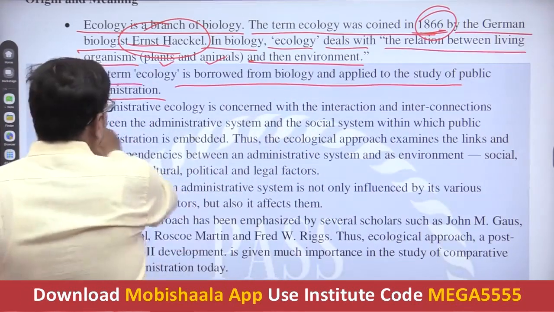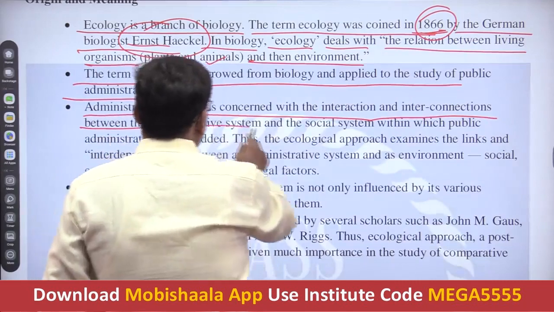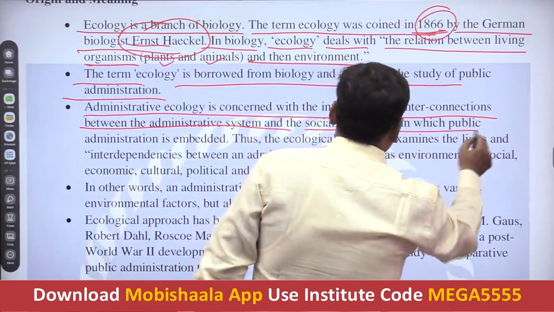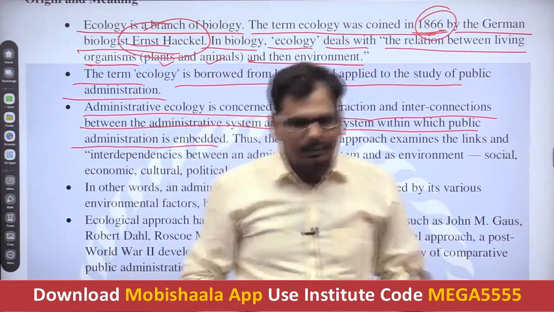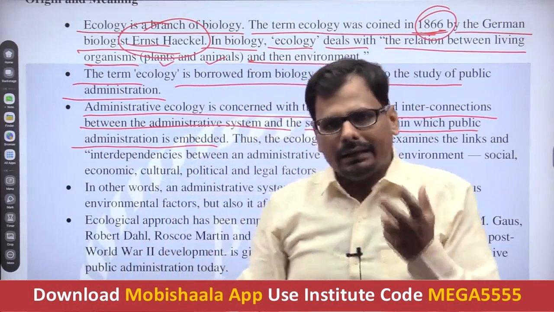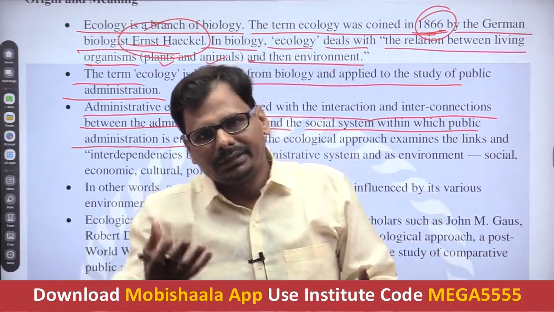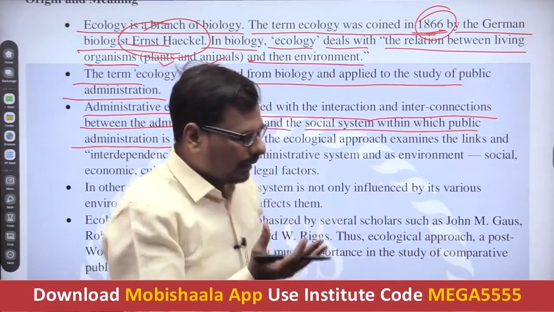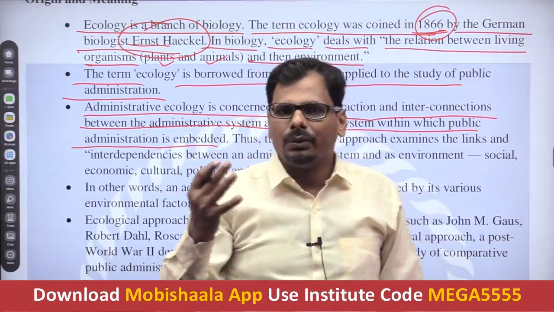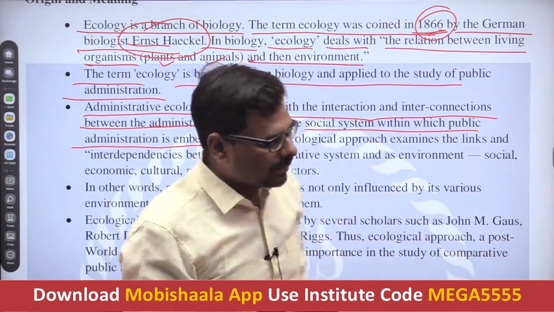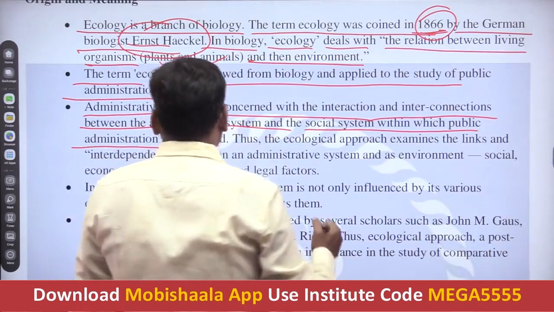It is quite clear. Administrative ecology is concerned with the interaction and interconnection between the administrative system and the social system within which public administration is embedded. As I have earlier mentioned, public administration, that is the administrative system, interacts with the social system, and public administration is also an open model. In an open model, it behaves like an organism, and the social system impacts upon the administrative system. That is the main theme of the study of the ecology of administration.